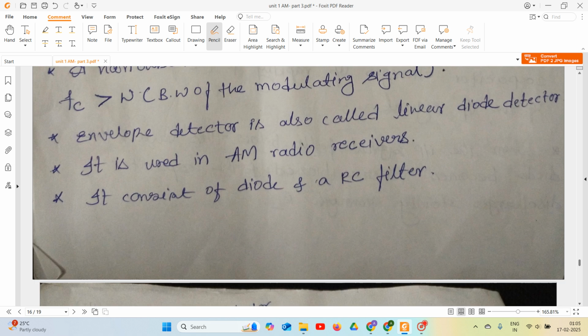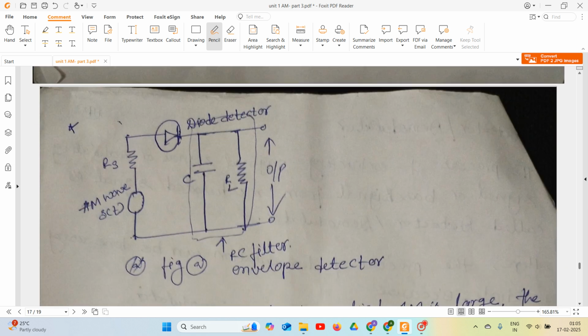This is your envelope detector, as I said before. Here we are using the diode, capacitor, and resistor, and this acts as a filter. We are giving the input at the positive of the diode, and that is our modulated signal. Then our original signal modifies the carrier signal.